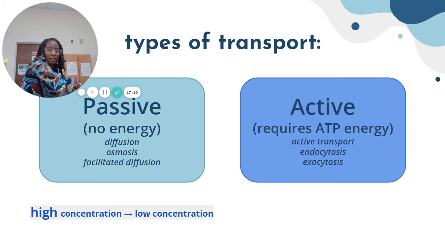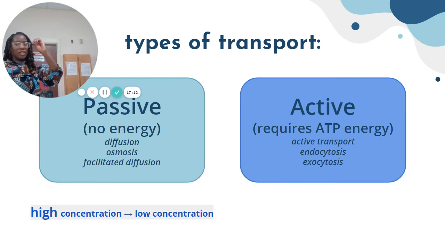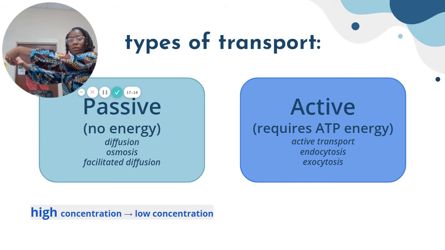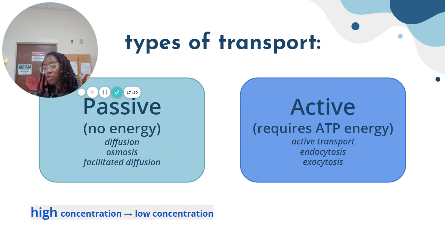Okay? So again, passive is going to go from area of high concentration down to the low concentration. That happens automatically. Think about a ball at the top of a hill. It's going to automatically roll down, right? Versus if there's a ball and you need to go up a hill, you're going to have to use some energy to push that up, right?